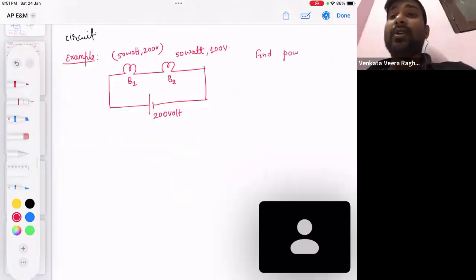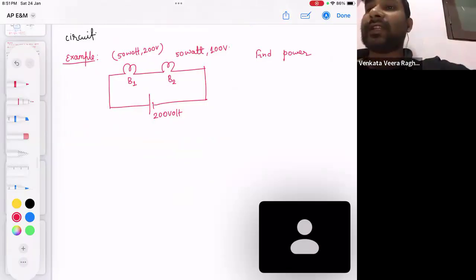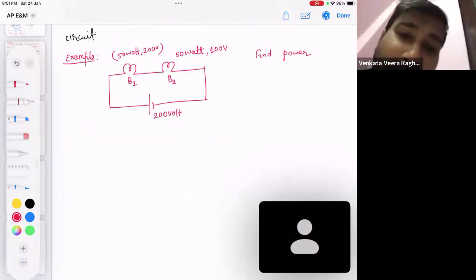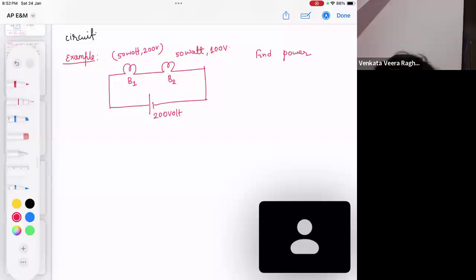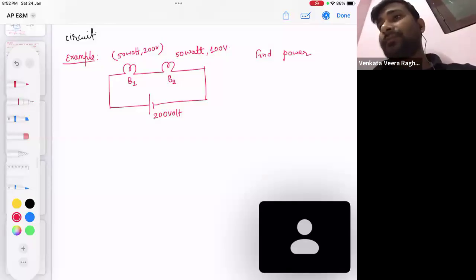It may be possible that one of the bulbs got fused, right? Sometimes they ask you in the question which bulb will get fused first, or which bulb is safe if it is connected in these kinds of circuits. So first just solve this question and try to understand the meaning of the power rating. Then we will discuss those questions also, okay?